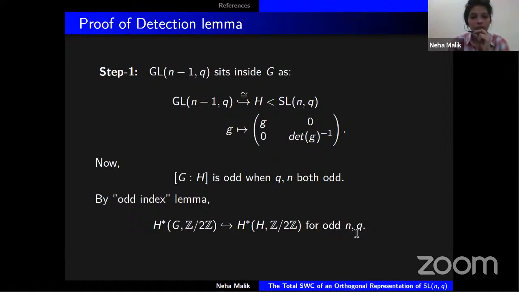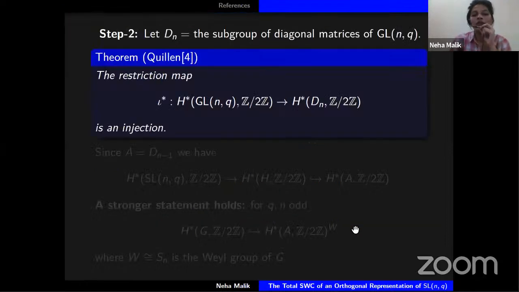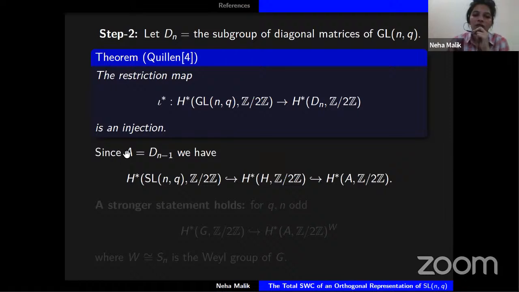Now, we can use the odd index lemma to say that this copy of GL_{N-1}(Q) detects SL_N(Q) for odd N and Q. Next, we use the famous result by Quillen, which says that the subgroup of diagonal matrices inside GL_N(Q) detects its mod 2 cohomology. So this is exactly what this statement is. D_N is the subgroup of diagonal matrices, and i* is the restriction map of the inclusion, and this is an injection. Now, A, which is the diagonal subgroup of SL_N(Q), is the same as D_{N-1}.